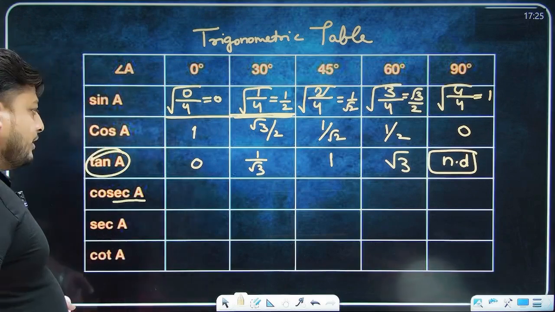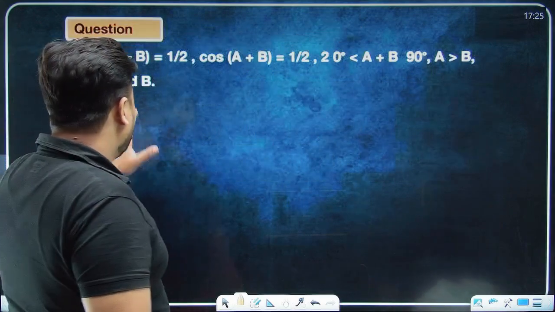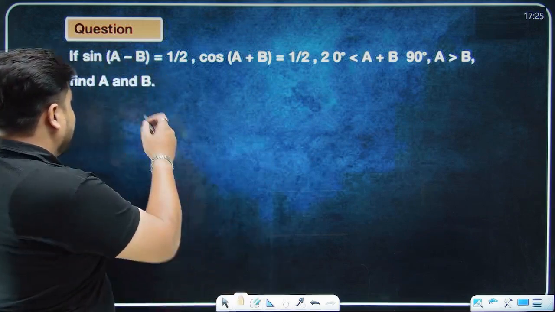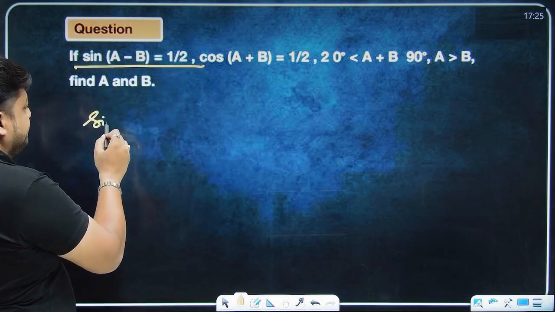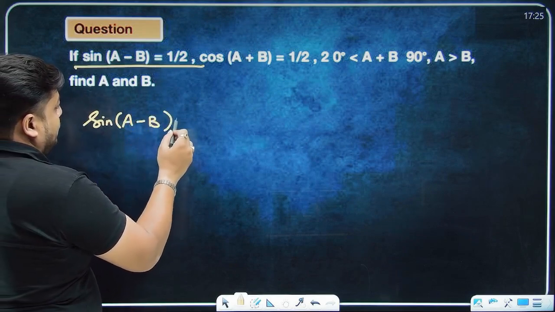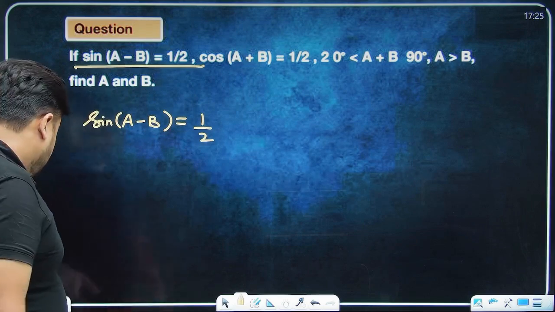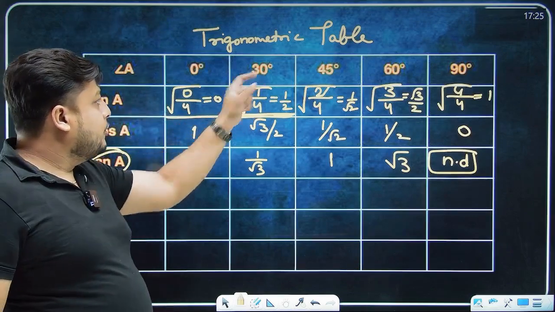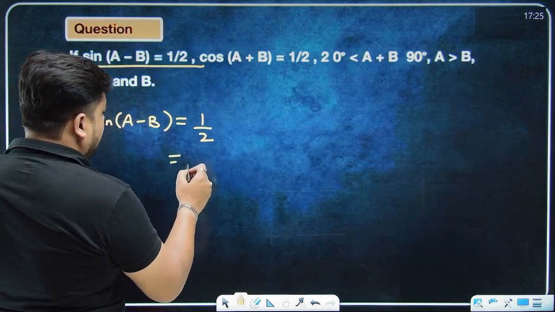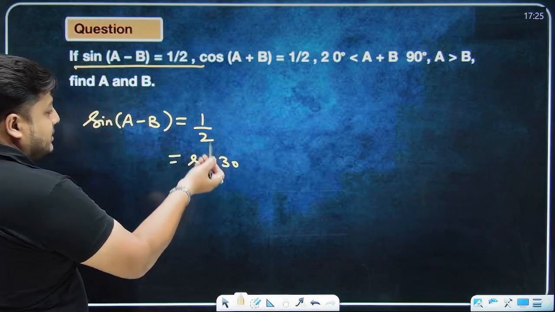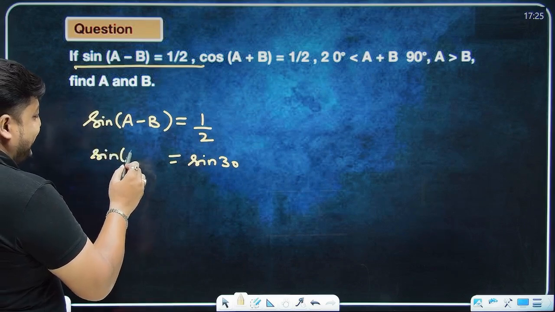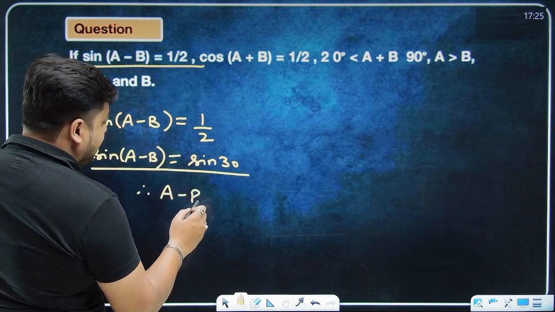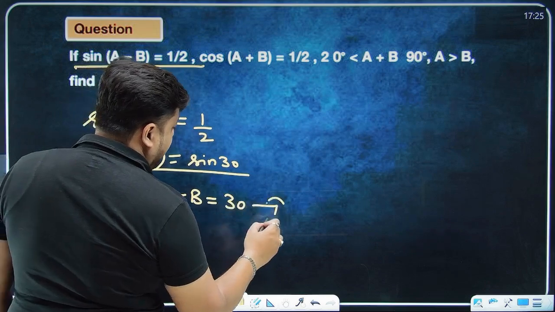Now I am going to proceed with a trigonometry question. If sine of a minus b equals 1 upon 2. Sine theta is 1 upon 2 at which angle? See, sine theta is 1 upon 2 at 30 degree. So we can replace 1 by 2 by sine 30, because sine 30 is 1 by 2. So sine of a minus b is sine 30. On comparing, we can say that a minus b is 30. Make it equation number 1.